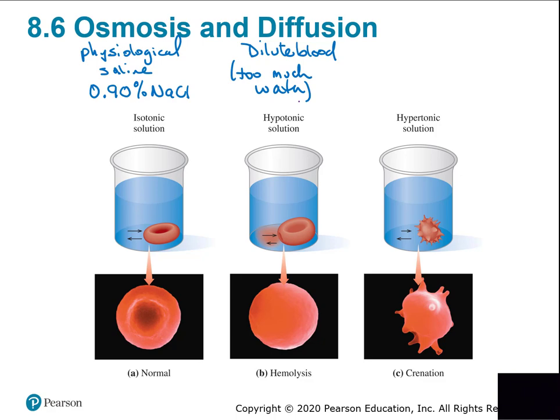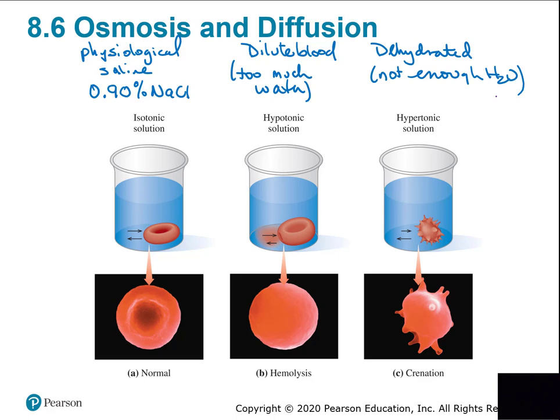And then the last one shows you what happens if you get dehydrated, where you have not enough water. So the amount of solutes that are outside of the cell are greater than inside, and that'll cause water to move out of the cell. And you can see how the cell gets kind of spiky looking. They call that a hypertonic.